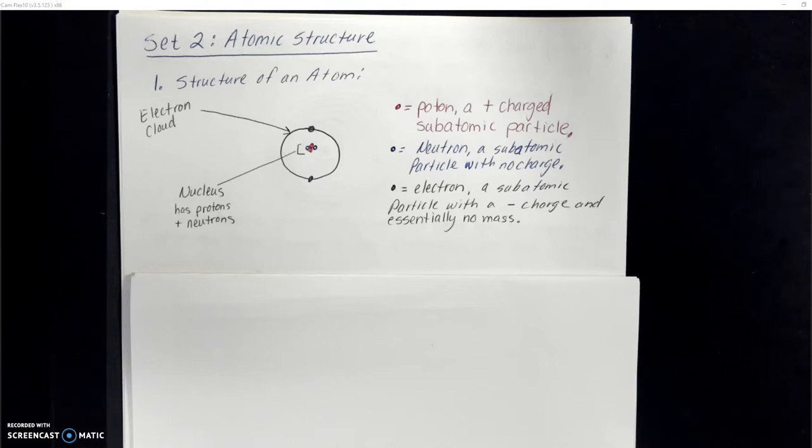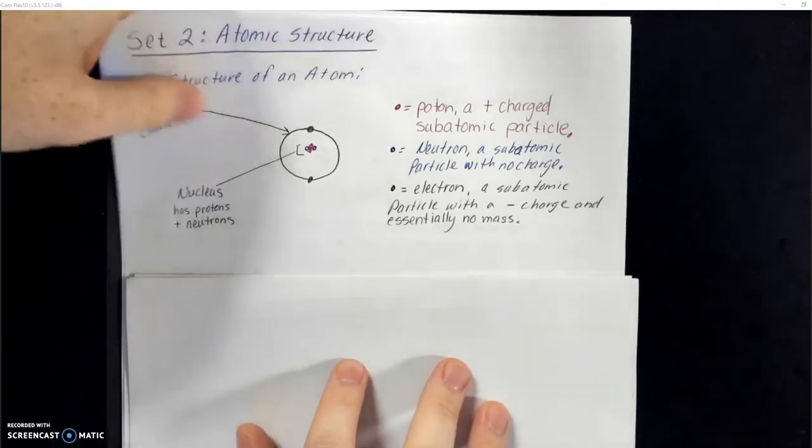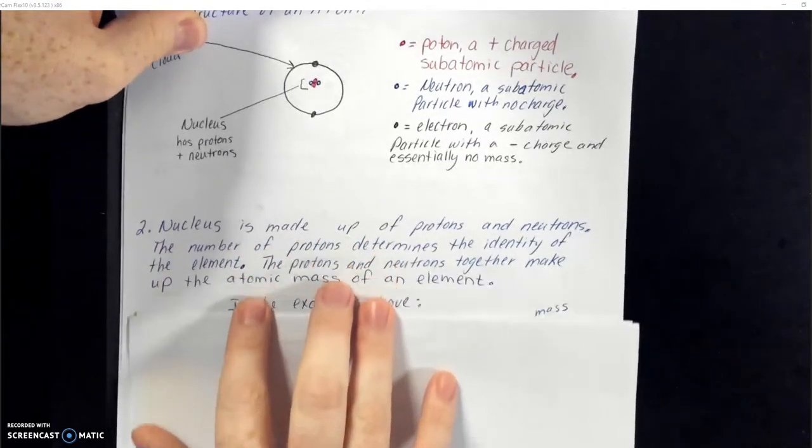And then zooming around the outside of the atom, you have the electron, which is in an electron cloud. Remember, the electrons are negatively charged and they essentially have no mass. Okay, they are very, very small, and you'll find out why they essentially have no mass a little bit later on. Let's move on to the next portion, and that is the nucleus of the atom.